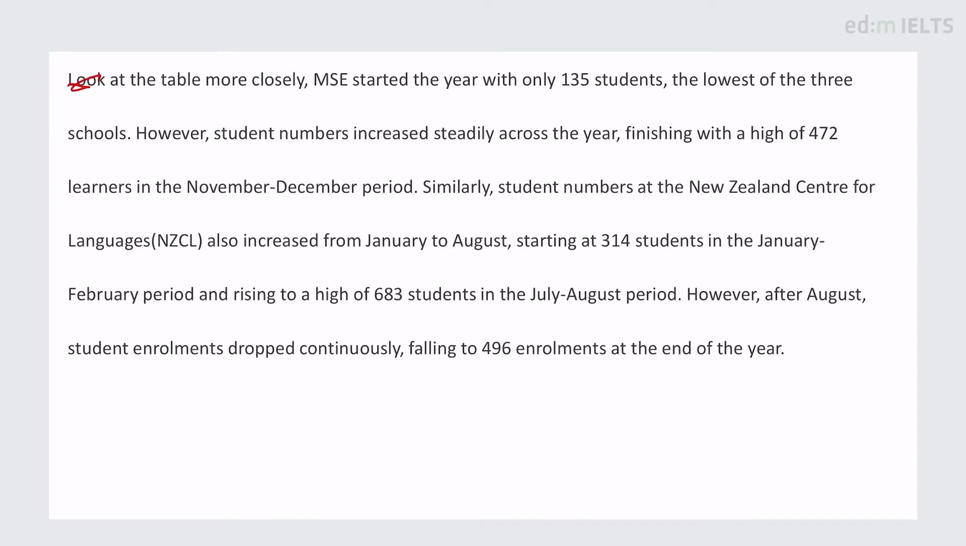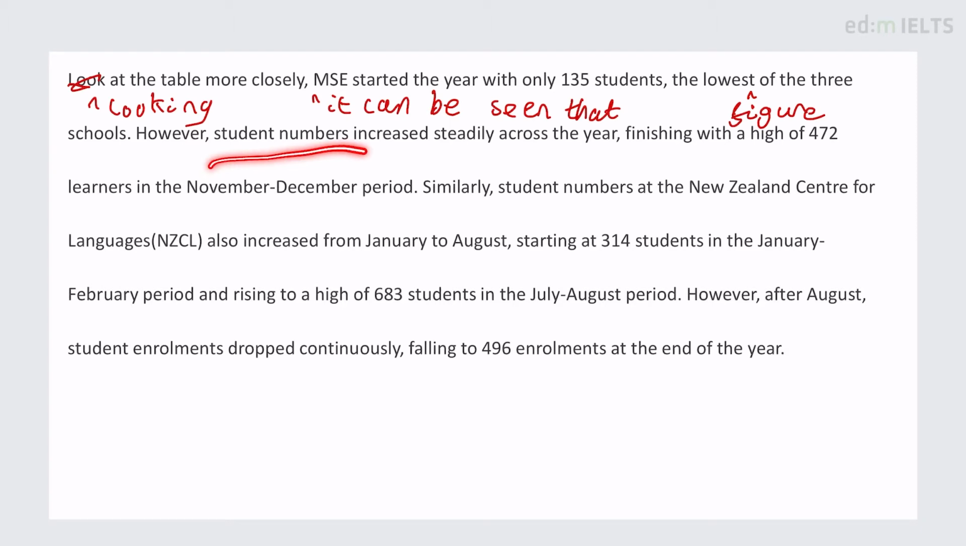So if we look at the table more closely, it can be observed, it can be seen that MSc started the year with only 135 students, which I guess was the lowest figure or number among the three schools that year. However, student numbers increased steadily across the year.